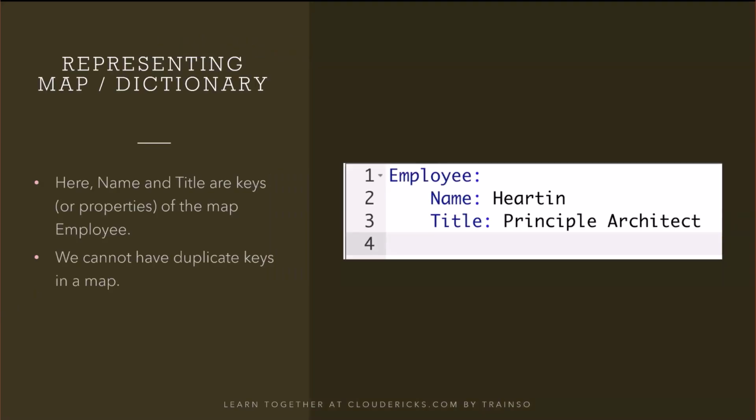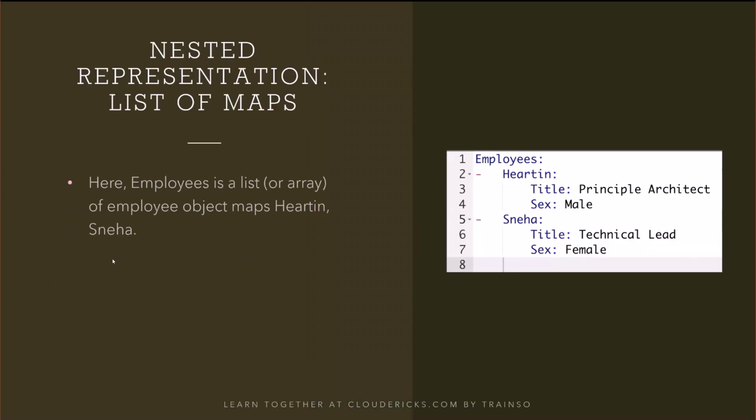Now let us see how we can represent maps or dictionaries in YAML. You mention the map or dictionary name, then put a colon, and in the next line, you put spaces or tabs, and then you write the keys. So here, name is a key, title is a key, and in a map or dictionary, you cannot have duplicate keys. So here, if I add one more name, the parser will say that, okay, this is not going to work. It is not a valid YAML.